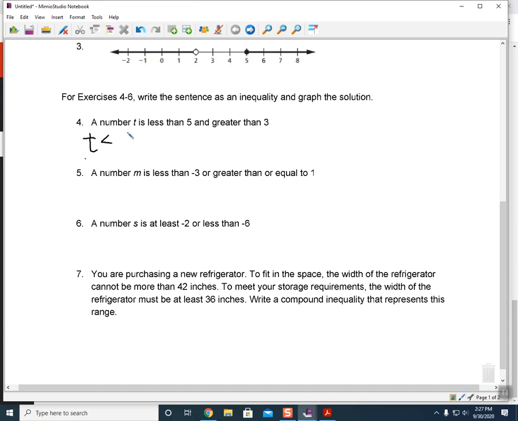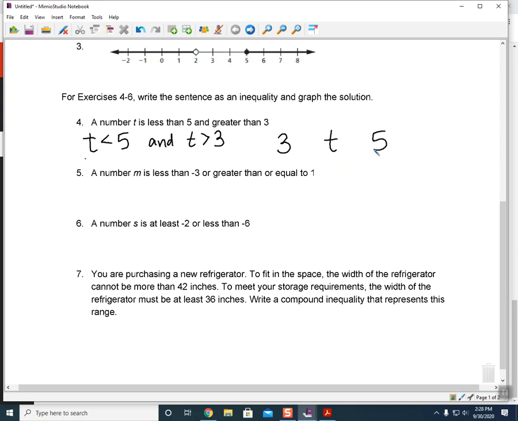t is less than 5, and t is greater than 3. So when I look at this, it's an and statement, so that means that I can have one long inequality. That means that I need to have my minimum on one side. So my minimum is going to be on my left-hand side. My variable is t. My maximum is going to be on my right-hand side.